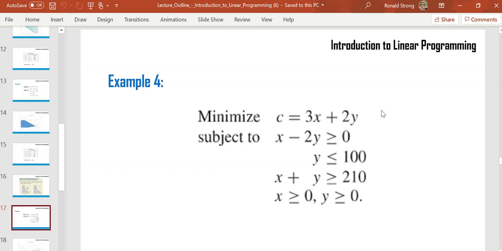We're going to minimize cost when we have the function 3x plus 2y, and it is subject to the constraints x minus 2y is greater than or equal to 0, y is less than or equal to 100, and x plus y have to be greater than or equal to 210. And of course, we have our non-negativity constraints: x is greater than or equal to 0, and y is greater than or equal to 0. So let's go back to Desmos.